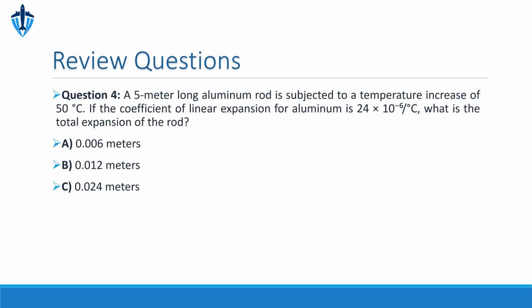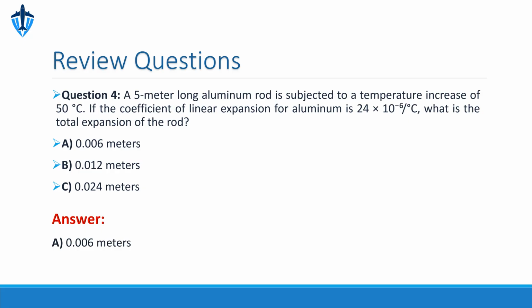Question 4. A 5-meter-long aluminum rod is subjected to a temperature increase of 50 degrees Celsius. If the coefficient of linear expansion for aluminum is 24 times 10 to the minus 6 per degree Celsius, what is the total expansion of the rod? A. 0.006 meters, B. 0.012 meters, C. 0.024 meters. We use the standard formula for linear expansion.